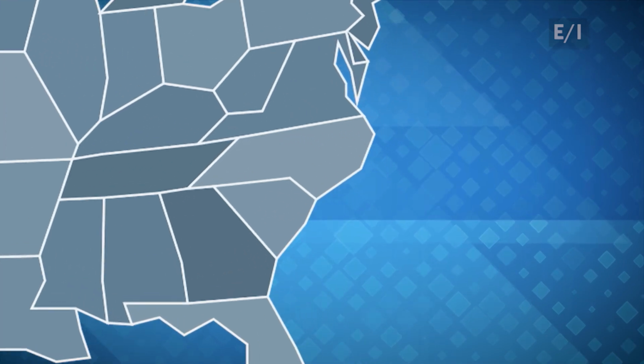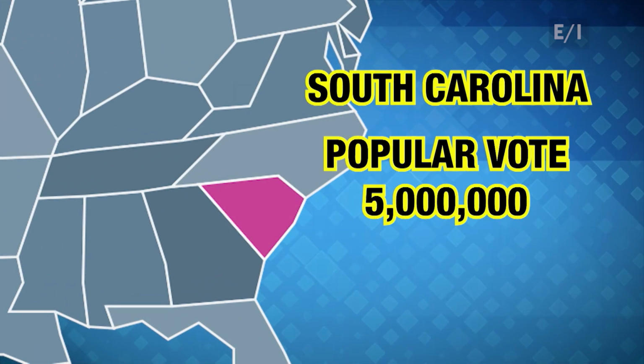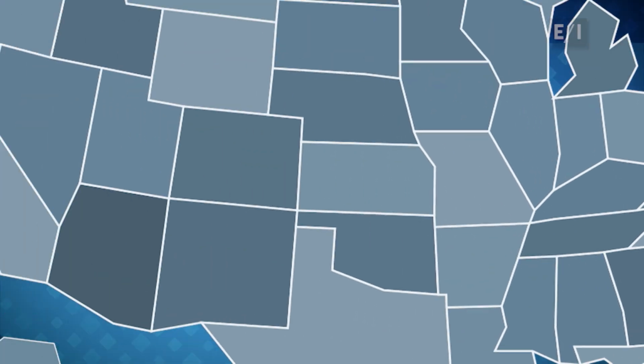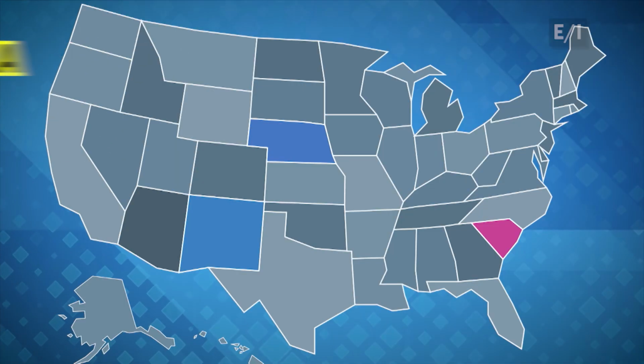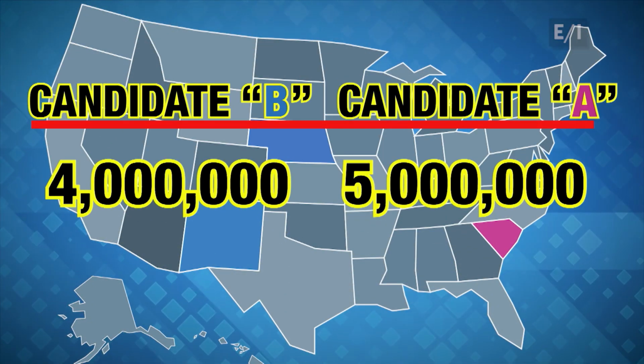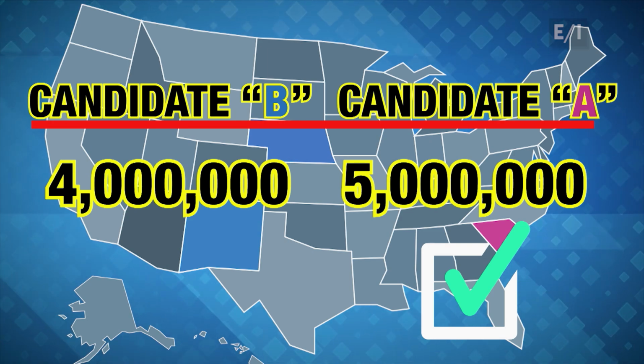Let's say candidate A wins every popular vote in South Carolina. Its population is a little over 5 million. Candidate B wins all the popular votes in New Mexico and Nebraska. Their combined population is about 4 million. In a direct election, candidate A would win. He or she got the most votes from the people who went to the polls.